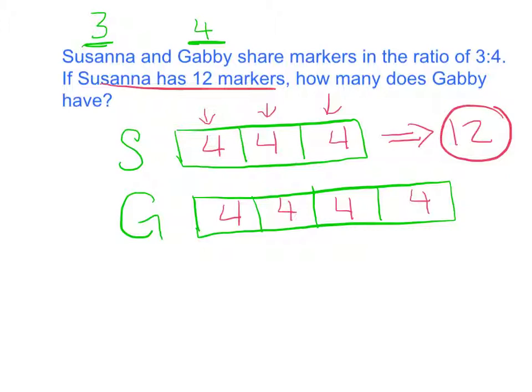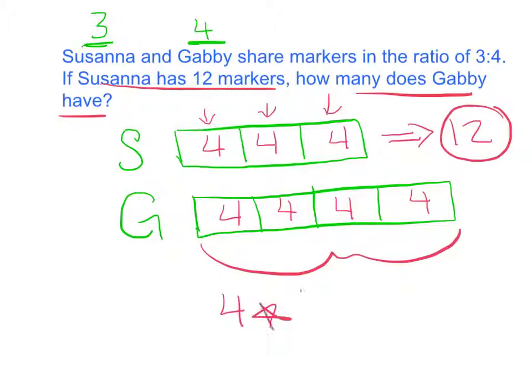And how many does Gabby have? All I need to do now is say, what is 4 times 4? And I get to the 16 markers that Gabby has. And you can check it. Are their markers in the ratio of 3 to 4? So is 12 to 16 also 3 to 4? And you can see that those are equivalent ratios.